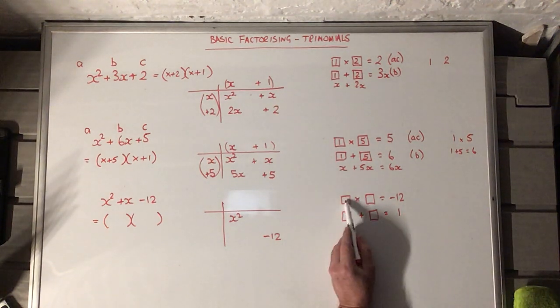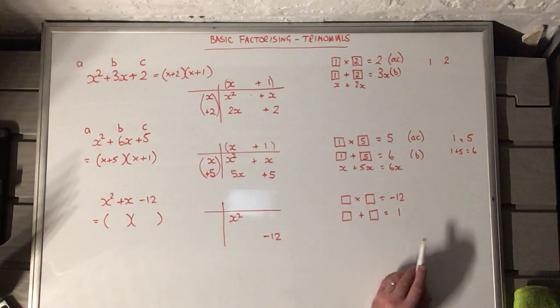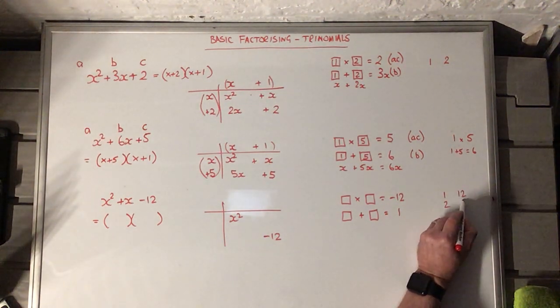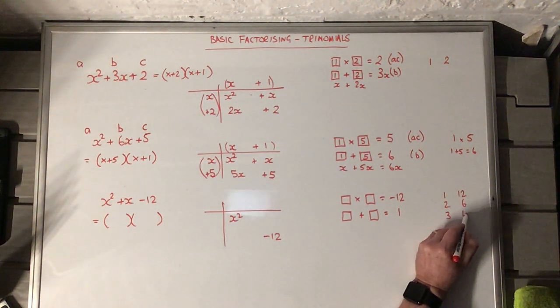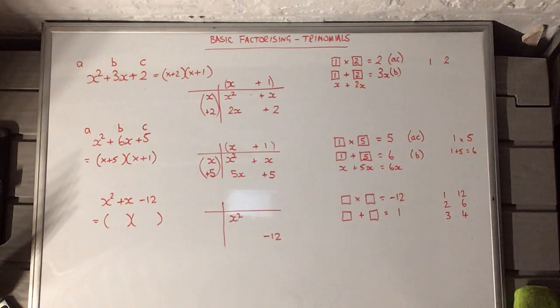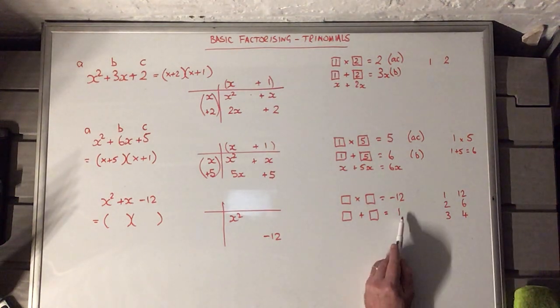Well, for two numbers to multiply to give me 12, they must be factors of 12. So we've got 1 and 12, 2 and 6, 3 and 4. Now, because it's negative 12, one of these numbers has to be negative, because that's the only way we can get negative 12. And when we add them together, we need to get a positive 1.